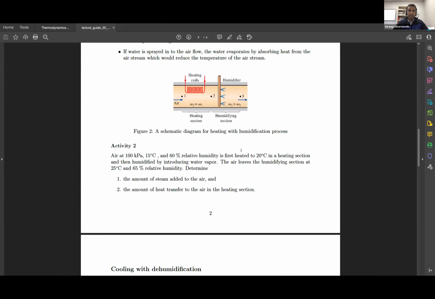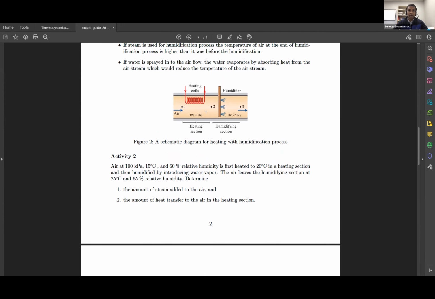So let's think about a schematic diagram. The schematic diagram is the same as figure 2 in this handout. If I share my screen, stop sharing the other screen, and then add the whiteboard here, I can draw a similar diagram.